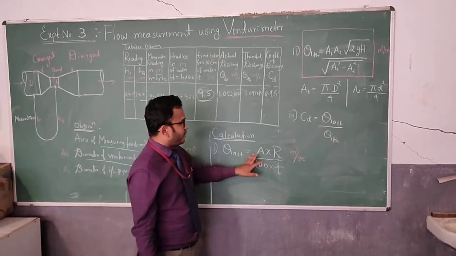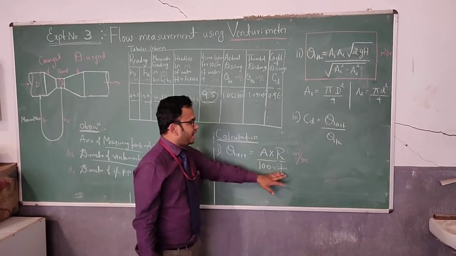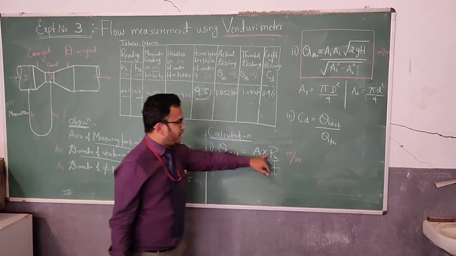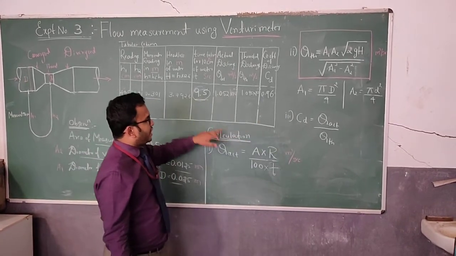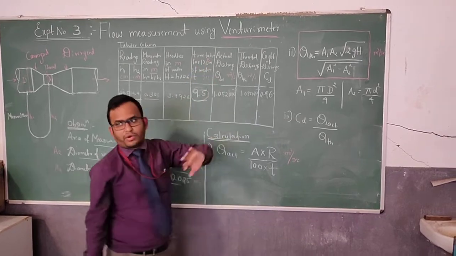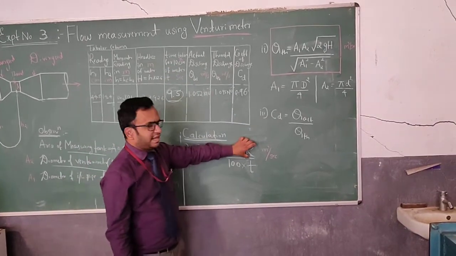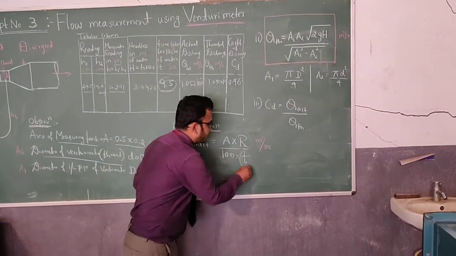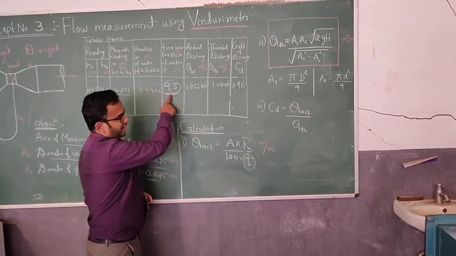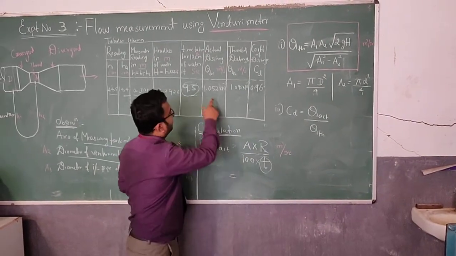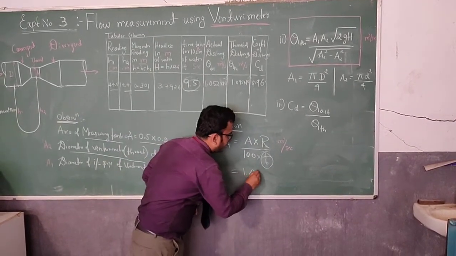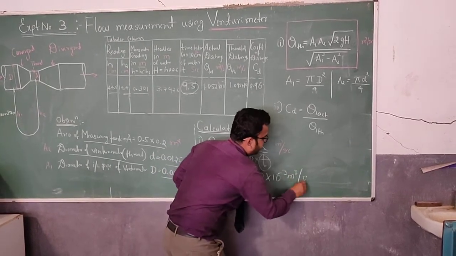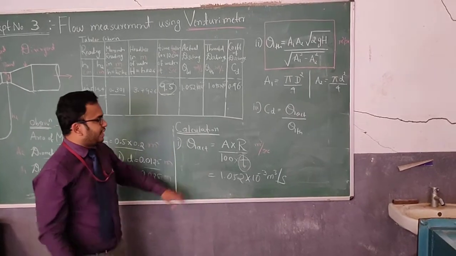For Q actual, the formula is A into R divided by 100 into T. This A is the area of the measuring tank, that is 0.5 into 0.2, into R. What is R? The value of R is 10 centimeter. As we are taking the water for 10 centimeter, we are writing 10 centimeter over here, divided by 100 into time. What is the time taken? The time taken is 9.5 seconds. After substituting, we are getting 1.052 into 10 raised to minus 3 meter cube per second. This is the value which we have got, that is Q actual.